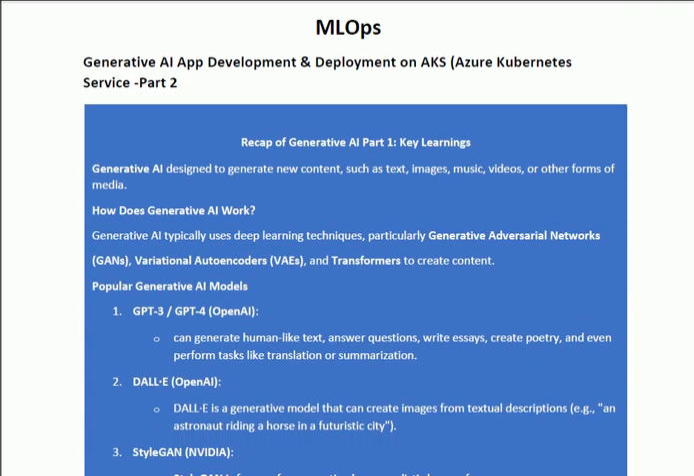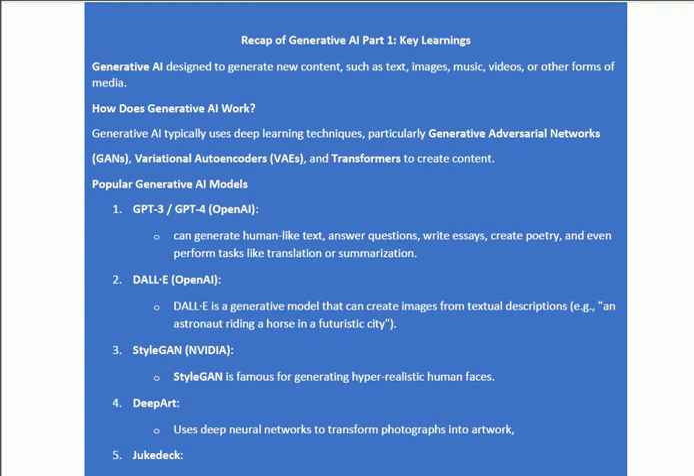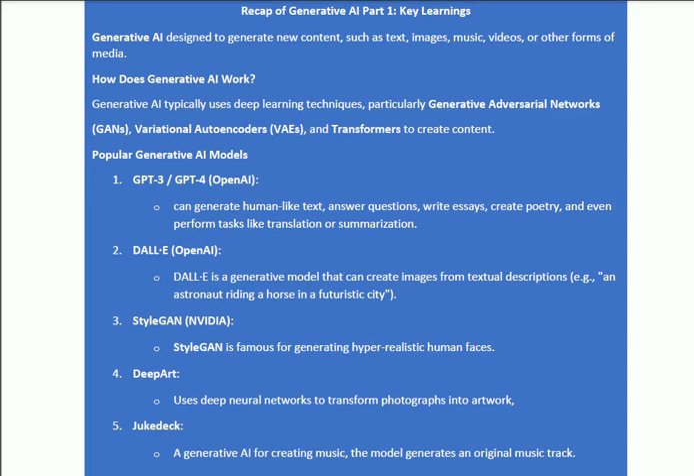Let's start part 2 of generative AI application development and deployment on AKS, Azure Kubernetes Service. First of all, I shall recap part 1 of this series. Recap of generative AI part 1, key learning. The main learning that we have covered in part 1: first of all, what is generative AI? Generative AI is about the creation of new content, such as images, music, video, or other forms of media.